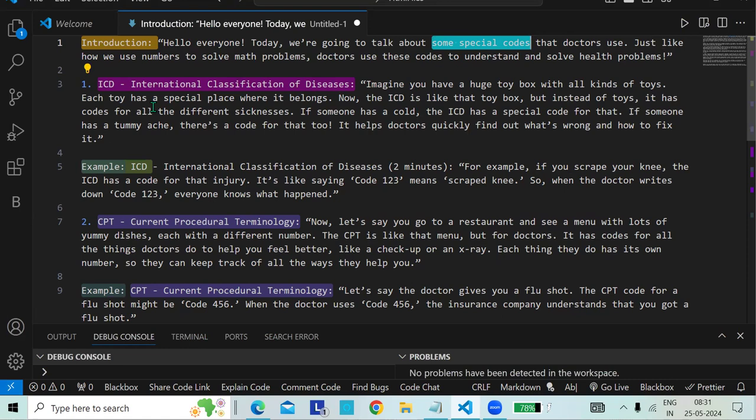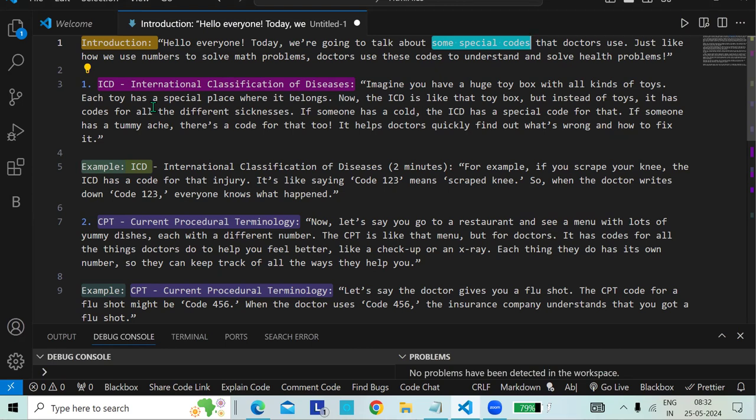Likewise, ICD is like the toy box. But instead of toys, it has codes. Instead of toys, you'll have codes for all different sicknesses. For example, if someone has a cold, the ICD has a special code for that. If someone has a tummy ache, there is a code for that too. It helps doctors quickly find out what's wrong and how to fix it. So I hope you understand.